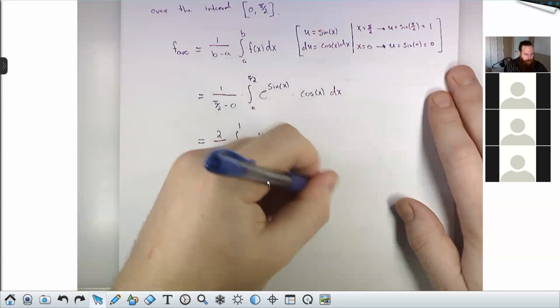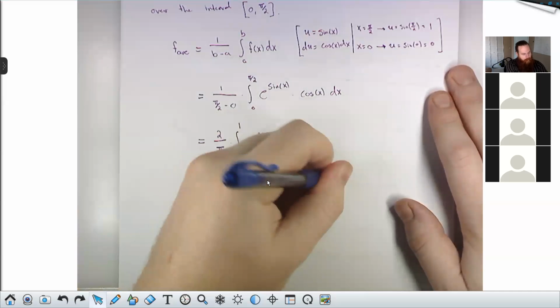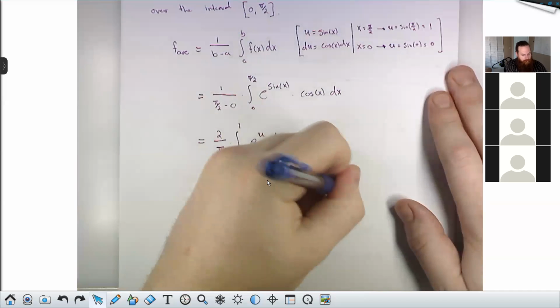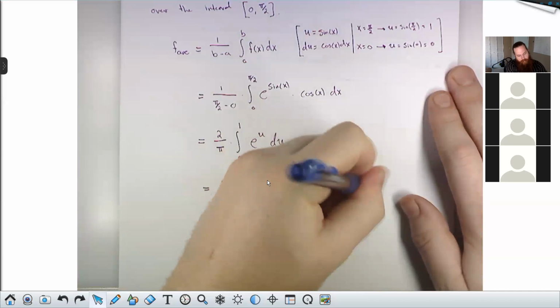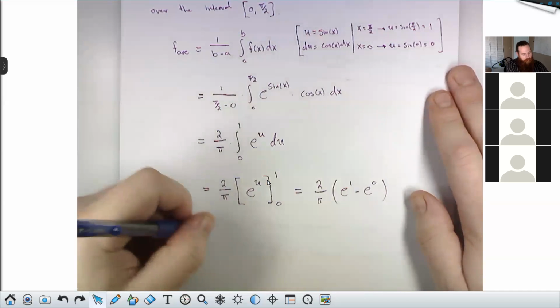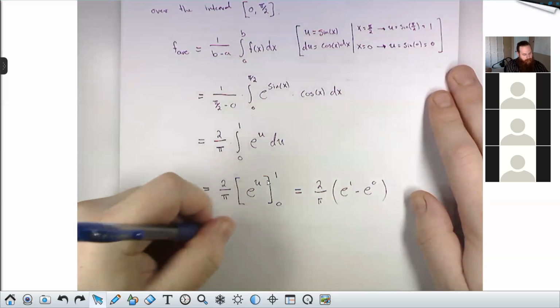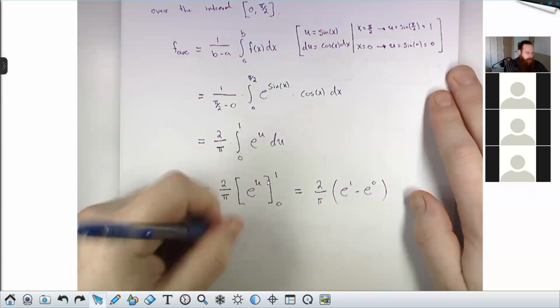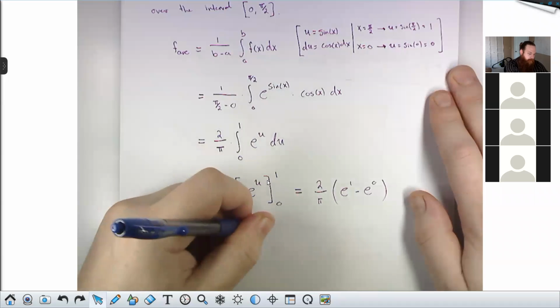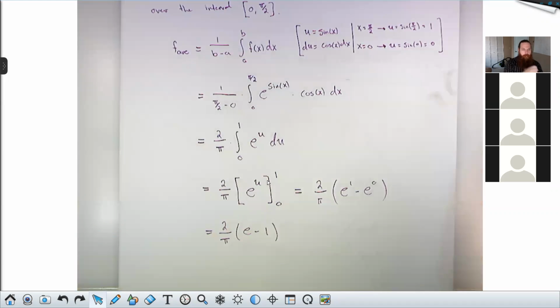So this will be 2 over pi times e to the 1 minus e to the 0, which is the same as 2 over pi times e minus e to the 0 is 1. And that's it. So the average value is 2 over pi times e minus 1.